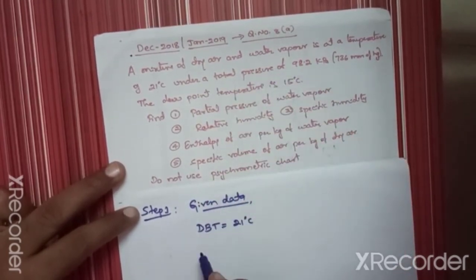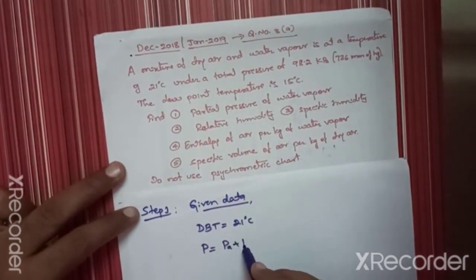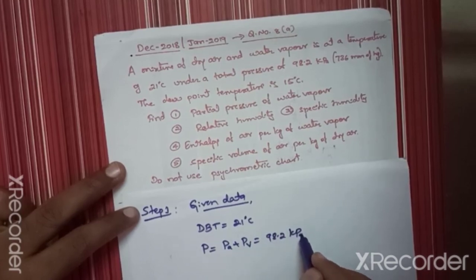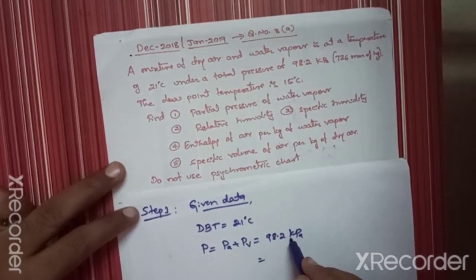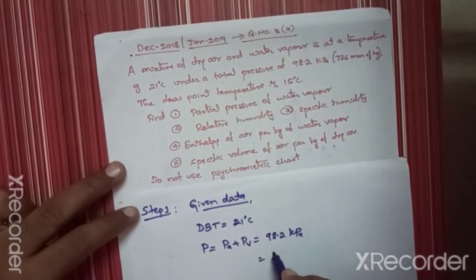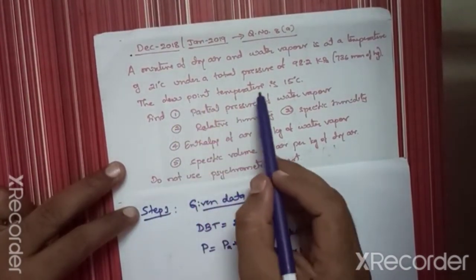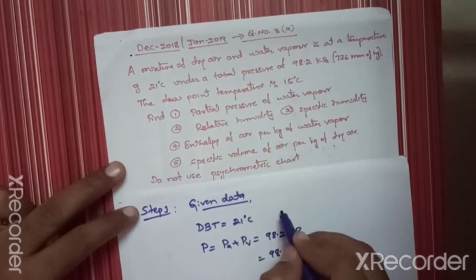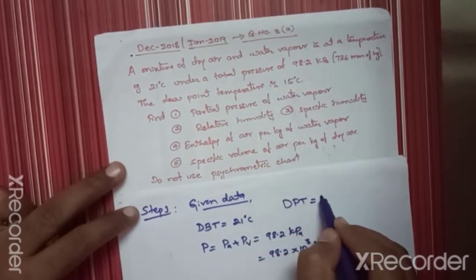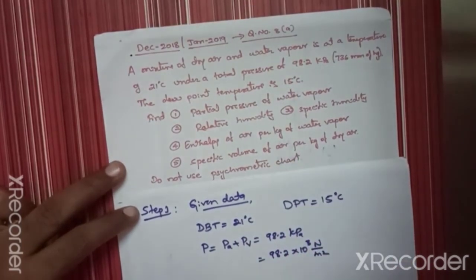So total pressure P is equal to sum of pressure of the air and pressure of vapor, that is 98.2 kilopascal. And to convert kilo to normal pascal, I will multiply with 10 to the power of 3 Newton per meter square. And the dew point temperature is 15 degrees Celsius. Here I will write dew point temperature is equal to 15 degrees Celsius.